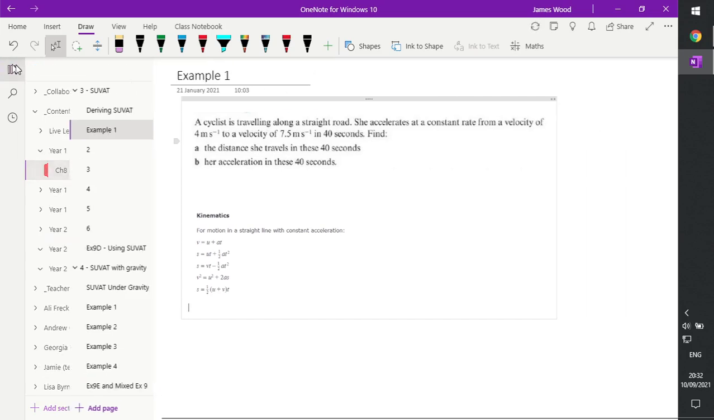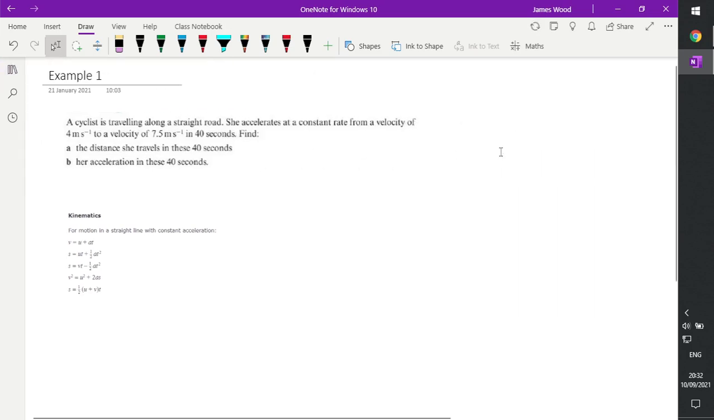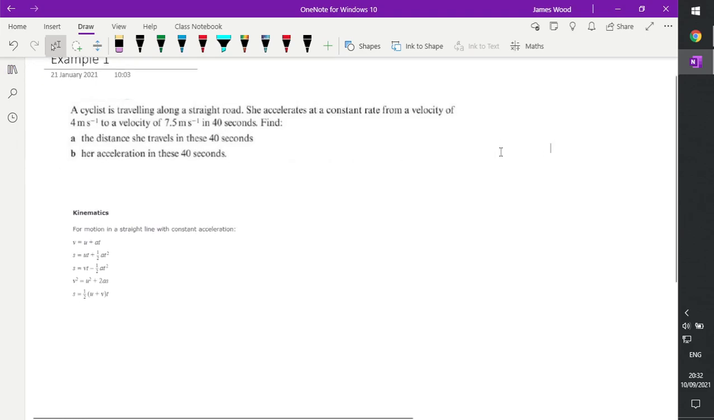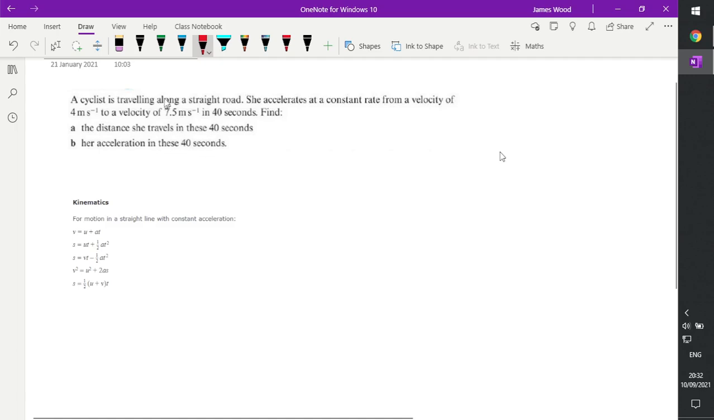So it says a cyclist is travelling along a straight road. She accelerates at a constant rate from a velocity of 4 to a velocity of 7.5 in 40 seconds. Find the distance travelled in the 40 seconds. So let's just make a note of our variables. So from a velocity of 4 meters per second, so that means that u, the initial speed, is 4, to a velocity of 7.5, so v is 7.5. And the time that takes is 40 seconds. The thing we're trying to find is the distance, that's s. So s, I'm just going to write as s.